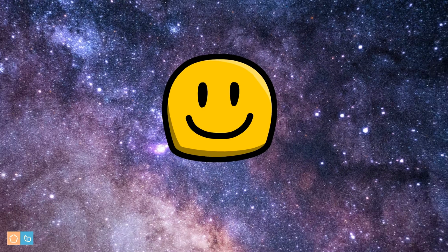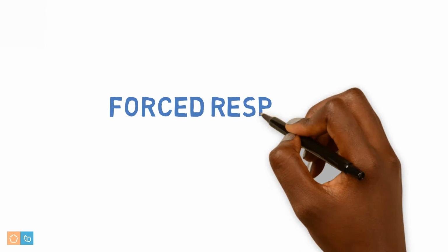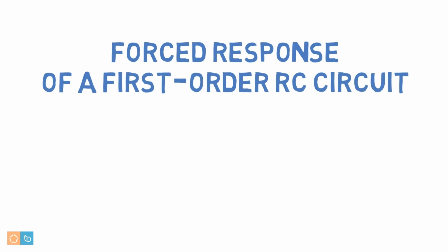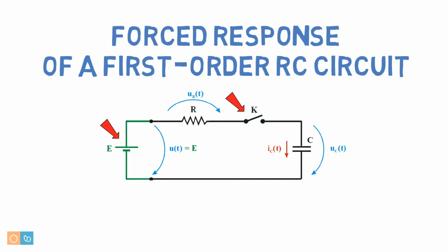Hi, welcome to the universe of first-order RC circuits. In this video, we will give you a practical and interesting example: the forced response of a first-order RC circuit where there is a voltage source and a switch in series with a resistor and a capacitor.